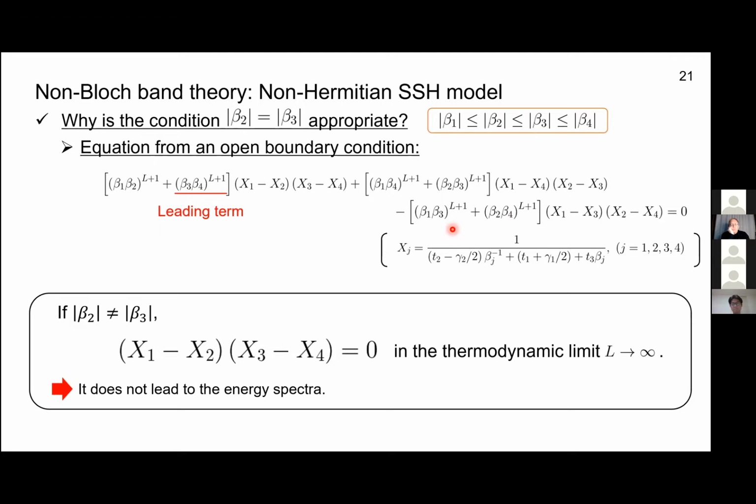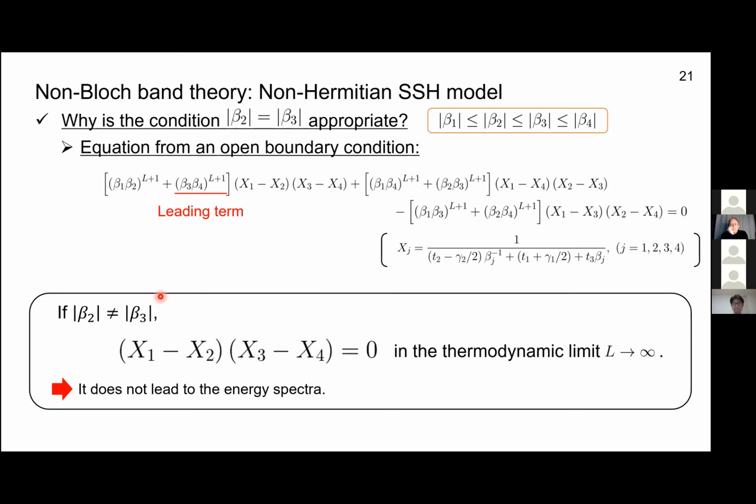Under beta 1, the solutions of the characteristic equation are ordered as this. From this equation, if the absolute value of beta 2 is not equal to the absolute value of beta 3, this equation has only one leading term, and in the thermodynamic limit we can reduce this boundary equation as this. And it does not lead to the energy spectra, so we conclude that this condition cannot give the condition for the generalized Brillouin zone.